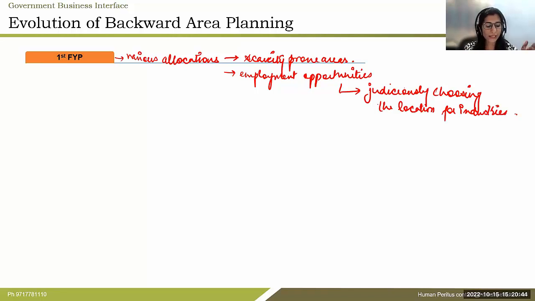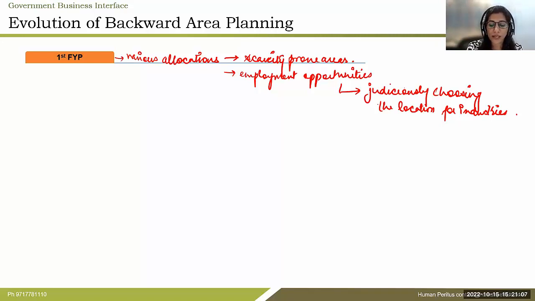So this was in the first plan. Basically, various allocations were made. Then there was an attempt to create more employment opportunities. And then finally, how was it done? So that there could be industrial areas to set up the industries. There could be judicious choosing of the areas where these industries can be set up. Their location actually had to be decided upon.